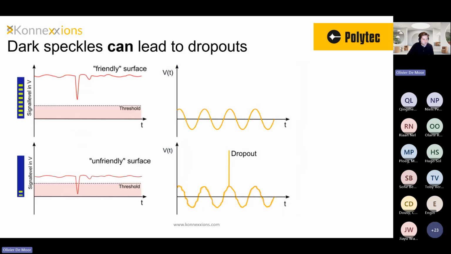If we have a friendly surface or a reflective cooperative surface, and there's such a dropout, then it will probably stay above a certain threshold, and you will still have a nice vibration signal. But if you have a dark, rough surface, and there's such a dropout, then it will go below this threshold, and you will have a high frequency peak in your time signal, which will also result in a high frequency peak in your frequency domain.